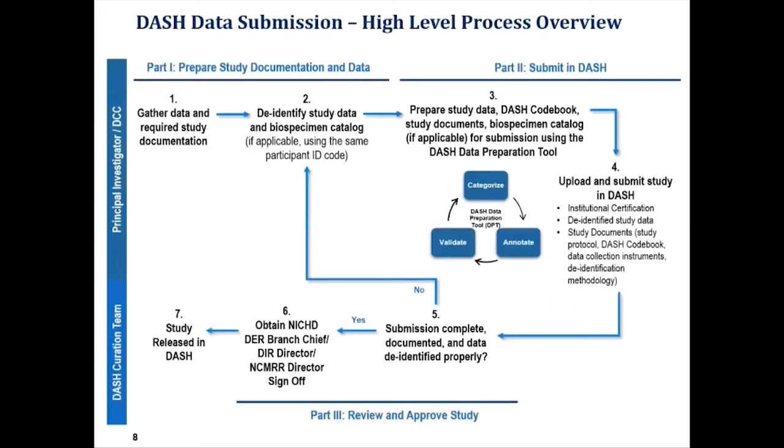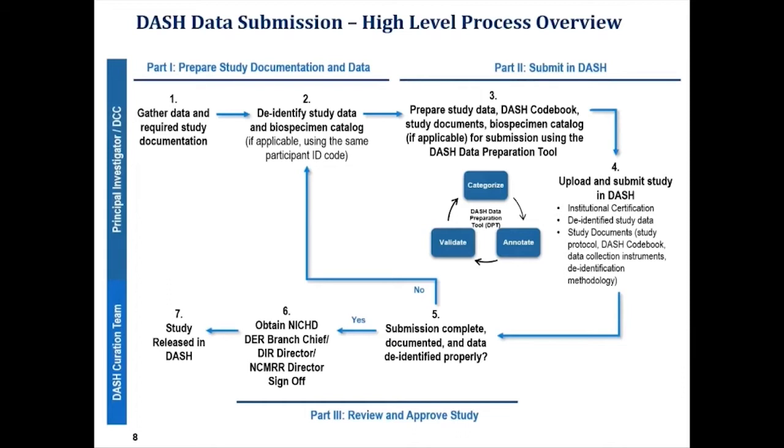Moving on, we'll talk about submitting to DASH at a high level. Starting with the principal investigator, or DCC, we'll start with part 1, which is preparing study documents and data for submission. In the left-hand corner, step 1 is to gather all the data and documents that you're going to submit to DASH, and then move on to step 2, to de-identify your study data and a biospecimen catalog if applicable. If that is applicable, the same de-identified participant ID code would be found in both the study data as well as the biospecimen catalog.